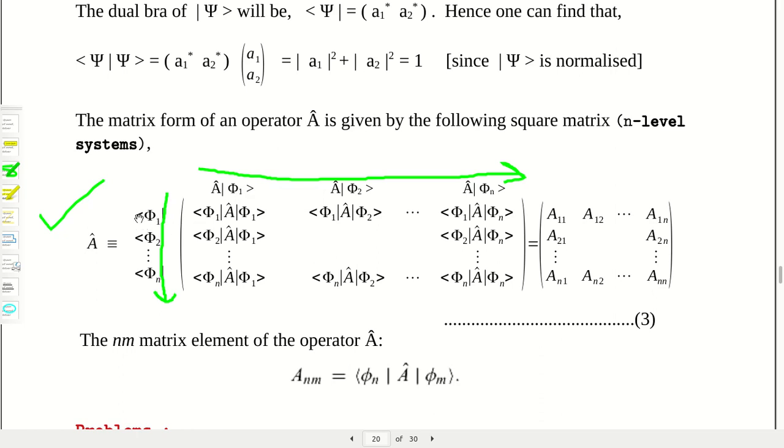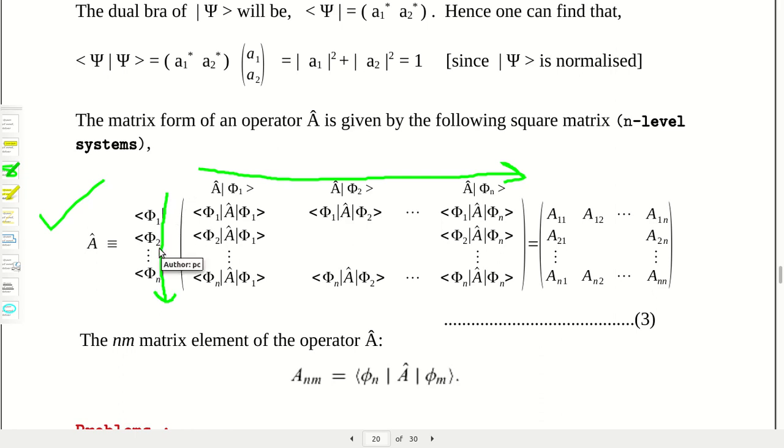So just follow the matrix multiplication rule. If you take bra phi 1, then it will generate n terms. How? Bra phi 1 sandwiched with ket phi 1, bra phi 1 sandwiched with ket phi 2, bra phi 1 sandwiched with ket phi n. So it will generate n terms, and it is written over here: phi 1 A phi 1, phi 1 A phi 2, phi 1 A phi n. So n terms are there in the row.